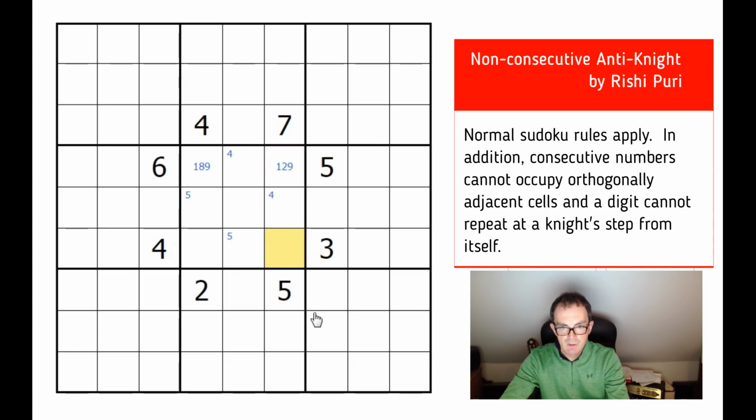This one, well, it can be 1. It can't be 2, 3, 4, 5. Can't be 6, that's consecutive with 5. Can't be 7, so that's 1, 8, and 9 as well.